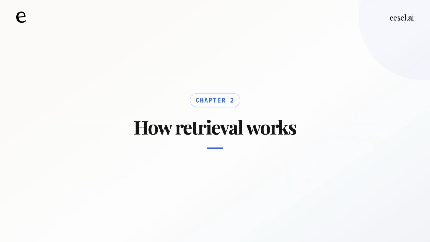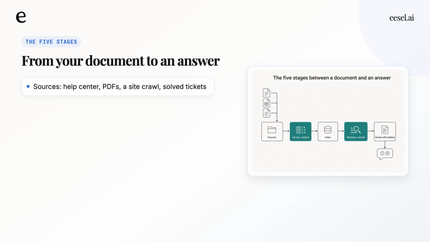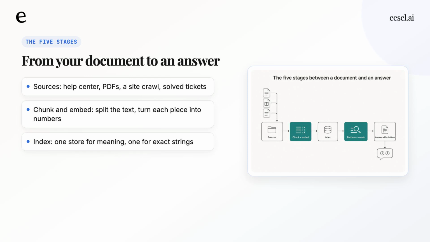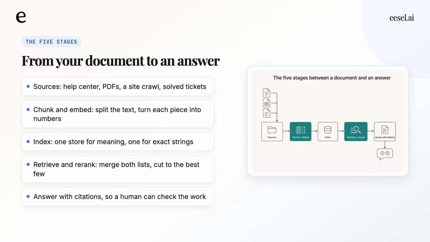Five stages sit between a document you wrote and an answer a customer reads. Sources are everything you connect: help center articles, PDFs, a website crawl, and if your tool allows it, solved tickets. Chunk and embed splits each document and turns every piece into numbers that carry its meaning. The index holds those next to a keyword index for exact strings. Retrieve and re-rank merges both lists and cuts to the best few. Then the model answers with citations.